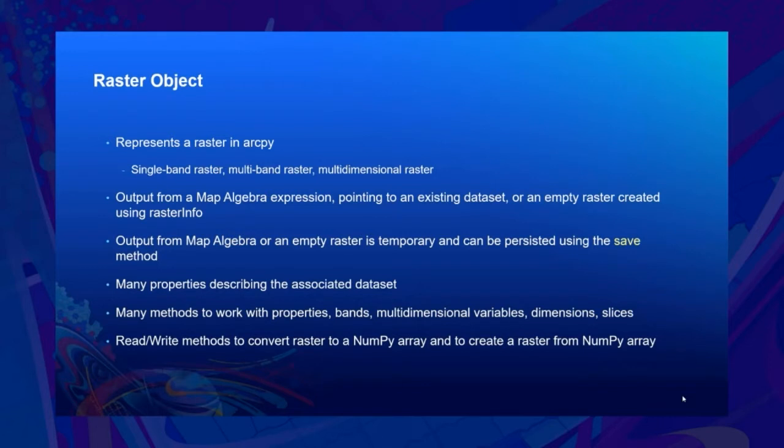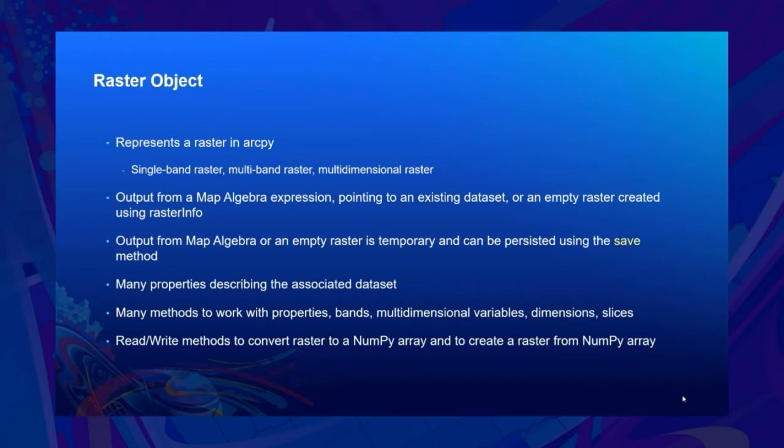Output from a map algebraic expression or an empty raster is temporary in nature, and you can save it or persist it by calling the save method. It has many properties that describe the dataset. It also has many methods that work with bands, multidimensional variables, dimensions, and slices. It also has read and write methods to convert raster to a NumPy array and to create a raster from a NumPy array.